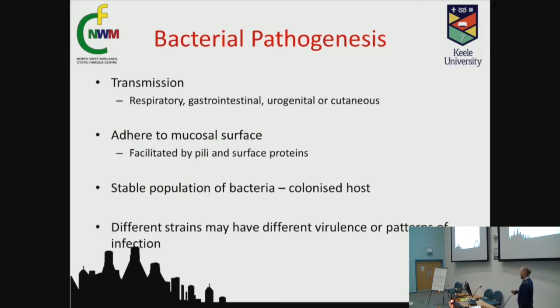So, moving away from bacterial classification and structure, the transmission of bacteria can obviously occur across multiple systems. It can be respiratory, gastro, urogenital, or across the skin. For any infection to occur, the bacteria need to attach to a surface, and that is facilitated by pili and surface proteins on the bacteria.